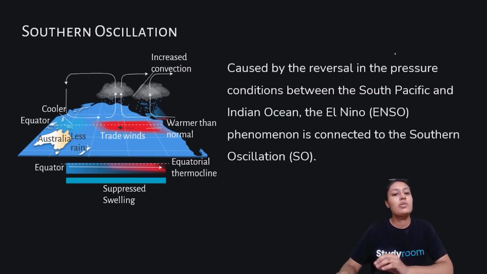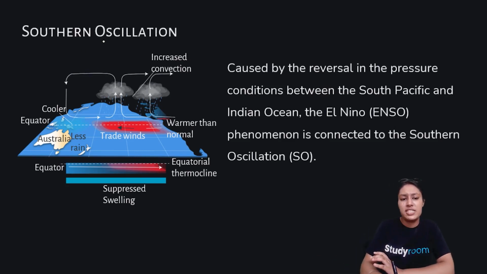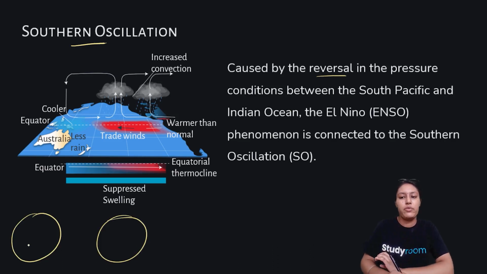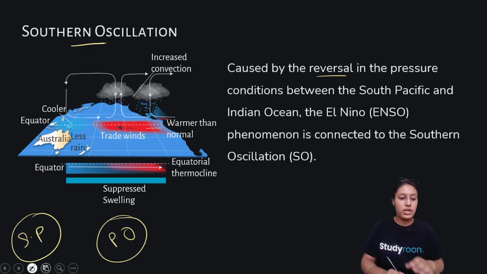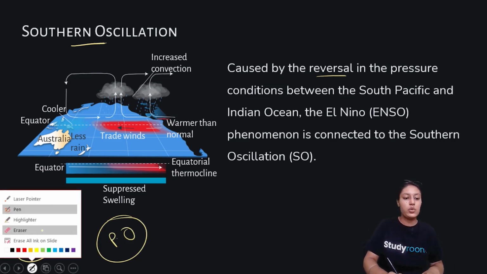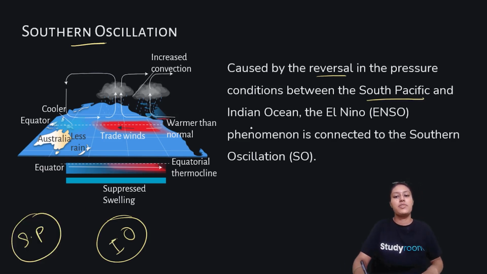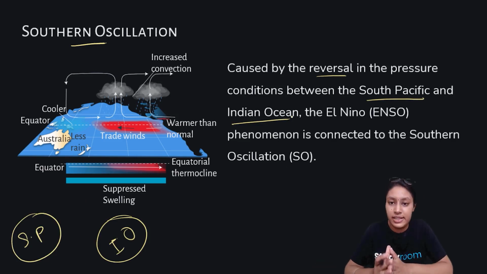Now we'll understand about the Southern Oscillation and how this works. So Southern Oscillation is very simple. It's just the reversal theory which works. We'll understand this with two concepts: first, the Southern Pacific and second, the Indian Ocean. I'm sorry, Southern Pacific Ocean and Indian Ocean, not just Pacific Ocean. Yes, the Southern Pacific and Indian Ocean are very directly connected with each other.